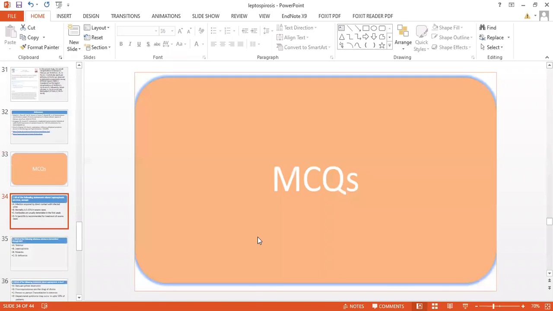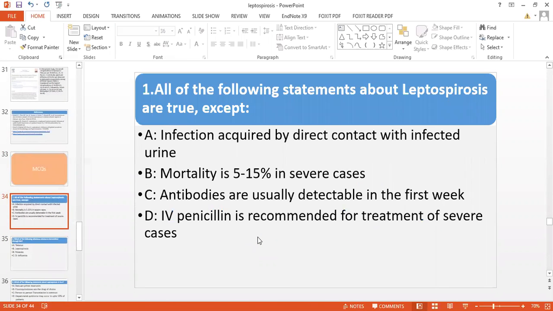Now the MCQs. All of the following statements about leptospirosis are true except... Let's see. Antibodies are usually detectable after the first week, about after 10 days. So C is the correct answer. All the other statements mentioned here are true, but C is not true.